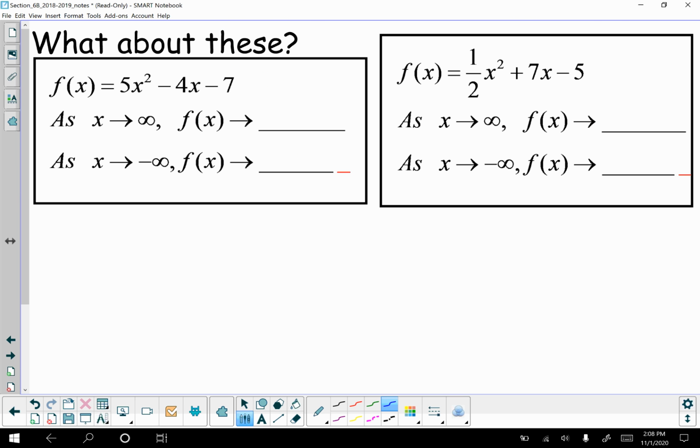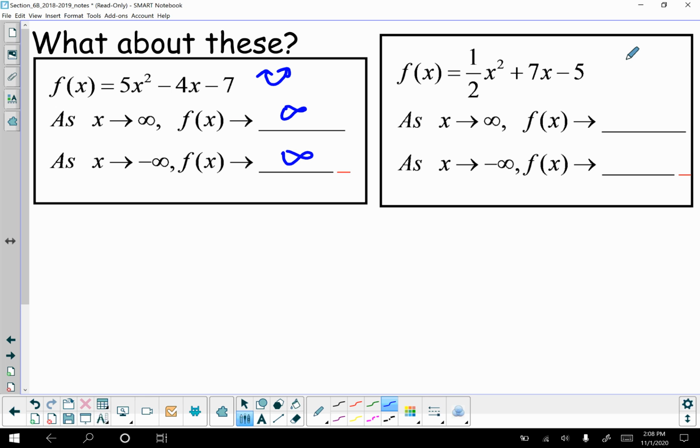What about these? Well, this is a parabola. It opens upward. So as I go to the right, it goes to infinity. As I go to the left, it goes to infinity. As x approaches infinity, as I go right, the function at x goes up to positive infinity. As x goes to negative infinity, it goes down.